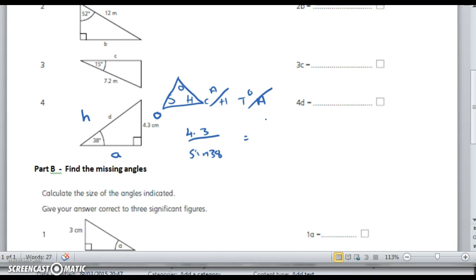So again on your calculator, 4.3 divided by sine of 38 is 6.98435, and so on. So to 3 significant figures, that is 6.98.